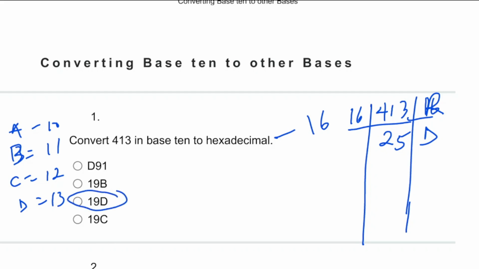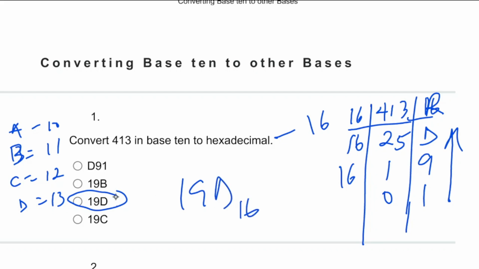But I want to solve it further. Let's see what we're going to have. 25 divided by 16 is 1, and 25 minus 16 gives us 9. That is 9 here. Then 16 in 1 is 0, remainder 1. So that means the answer is read from bottom to top. That is 19D base 16. That's what you can see there. So that trick that I just showed you, you can apply it when you are solving objective questions, multiple choice questions. Is that clear? So let's move to the next question.